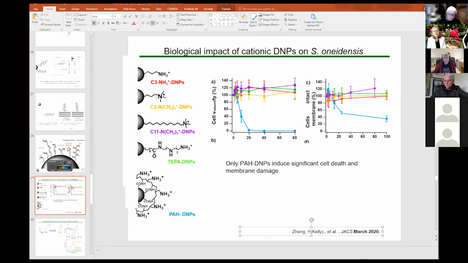And then if you have a dense layer, even if it's highly charged, it basically sits on the membrane. It doesn't penetrate into the membrane. And the one that'll be published in Langmuir next week has molecular dynamic simulations showing exactly that. Very timely question.